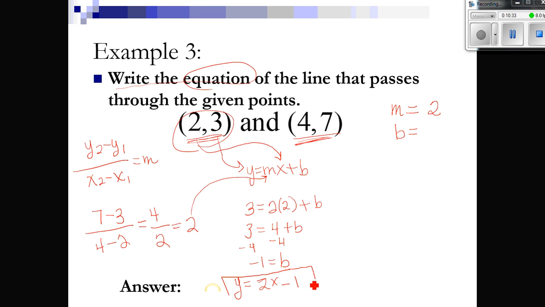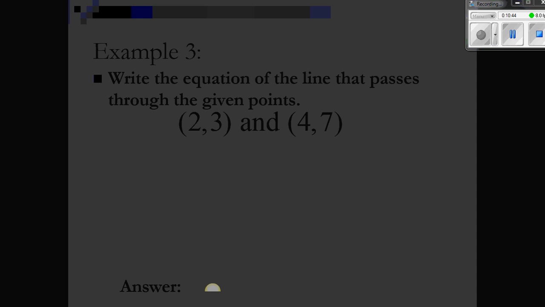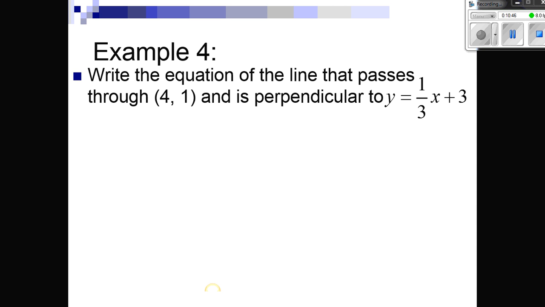So always make sure that once you find your m and your b, you give me the equation of the line. Okay, let's go ahead and do our last example for today. We are going to write the equation of the line that passes through 4, 1, a random point, and is perpendicular to y equals 1/3 x plus 3. So we have a random point and a random line. Oh goodness, what does this mean?